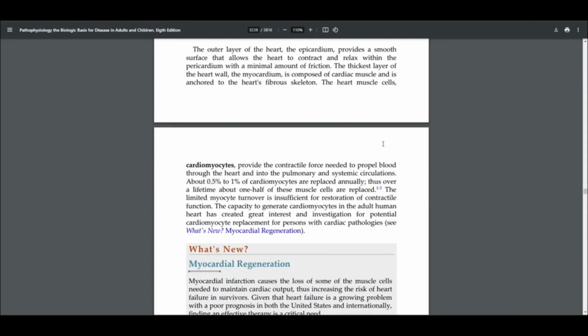The outer layer of the heart, the epicardium, provides a smooth surface that allows the heart to contract and relax within the pericardium with a minimal amount of friction. The thickest layer of the heart wall, the myocardium, is composed of cardiac muscle and is anchored to the heart's fibrous skeleton, the heart muscle cells. Cardiomyocytes provide the contractile force needed to propel blood through the heart and into the pulmonary and systemic circulation.